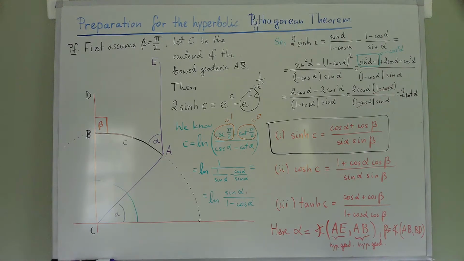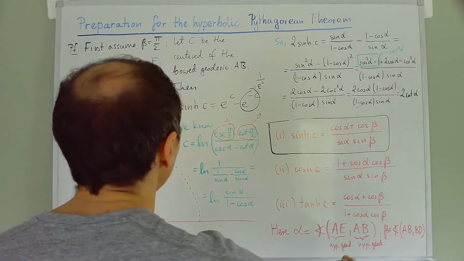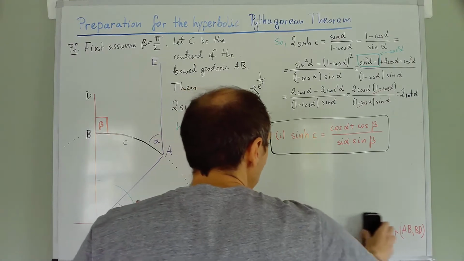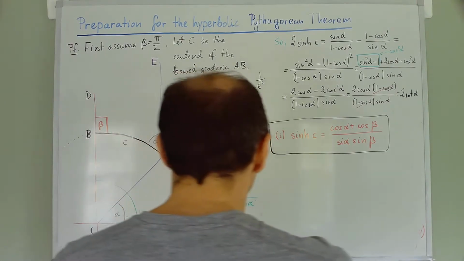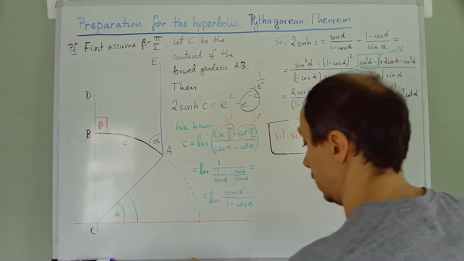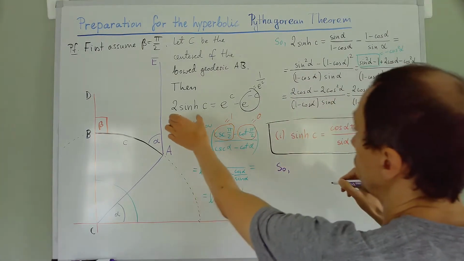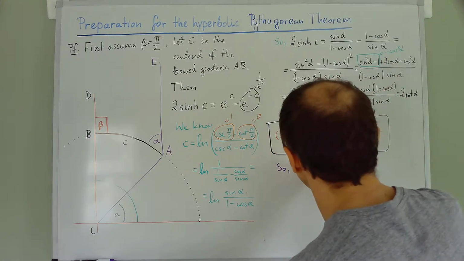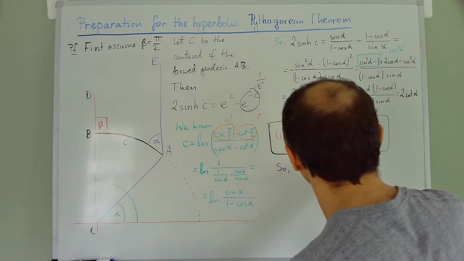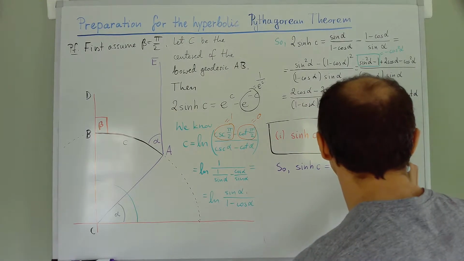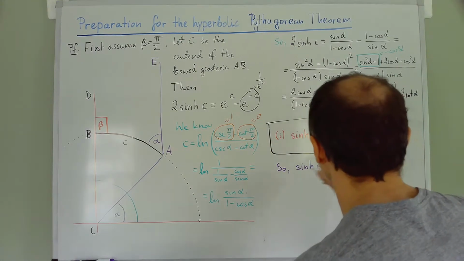2 cotangent alpha. Okay, so going back, I don't need these formulas over here. So as a conclusion, I get, so that was 2 sinh. So sinh C is equal to cotangent alpha, if beta is equal to pi halves, that was our assumption.